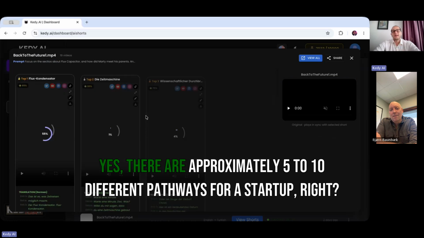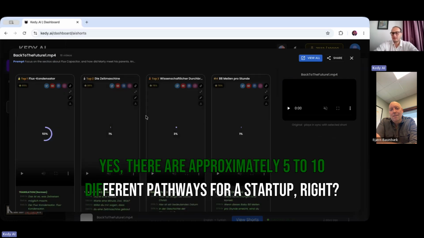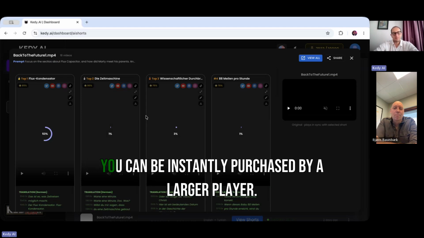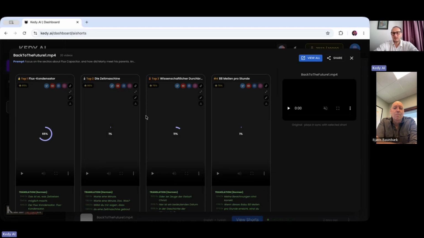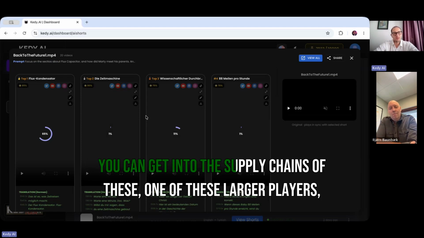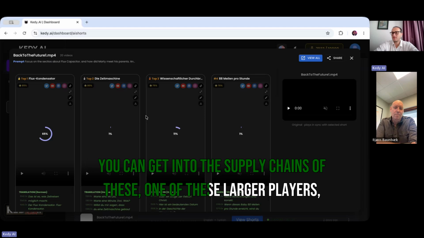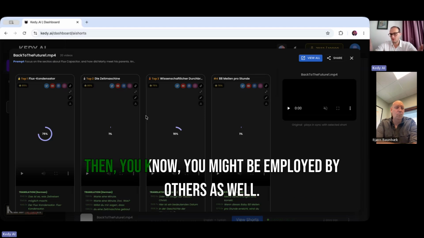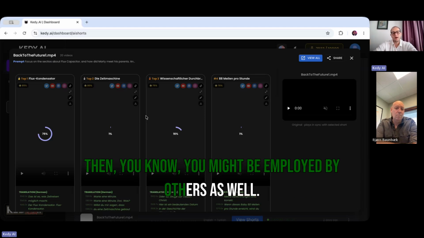Yes, there are approximately 5 to 10 different pathways for a startup, right? You can be instantly purchased by a larger player. You can get into the supply chains of one of these larger players. Then you might be employed by others as well.